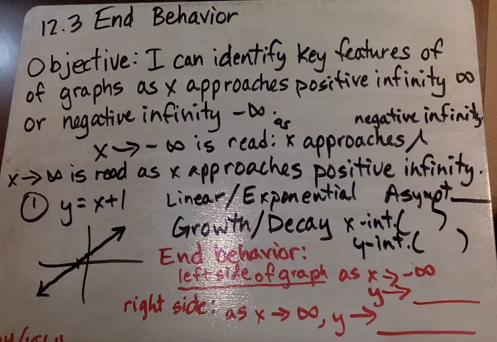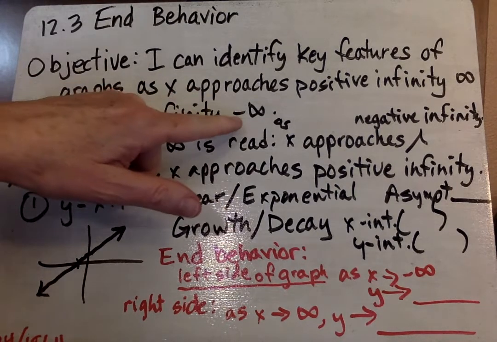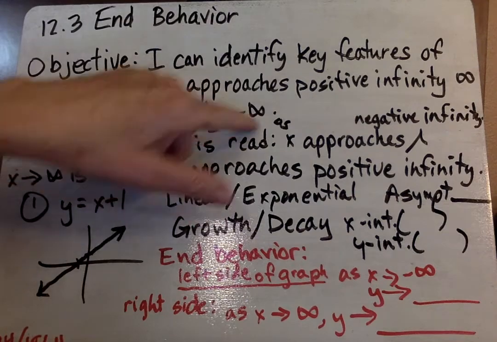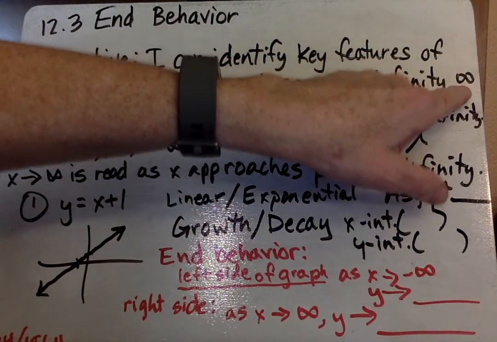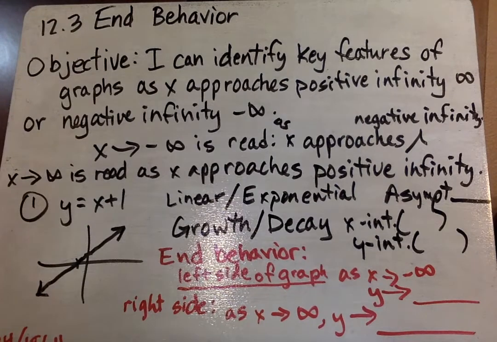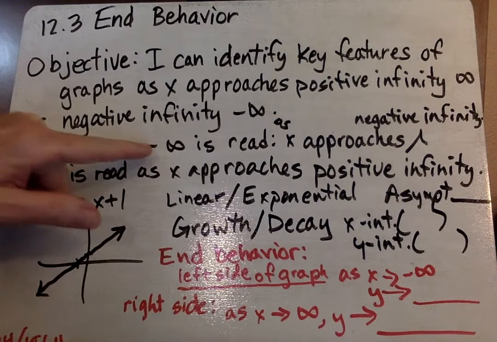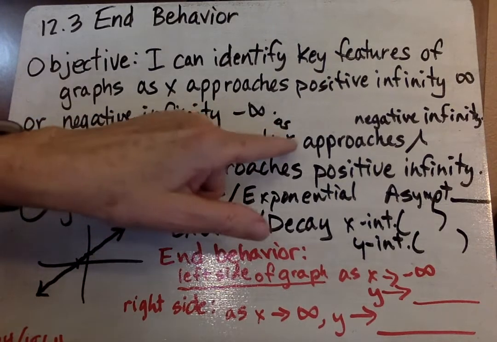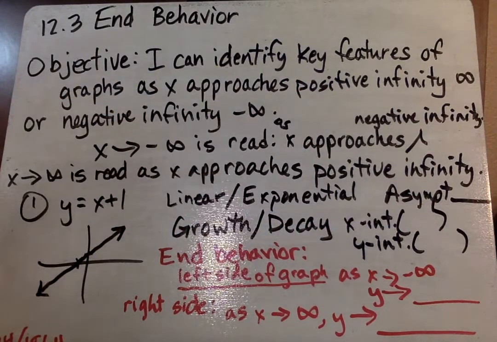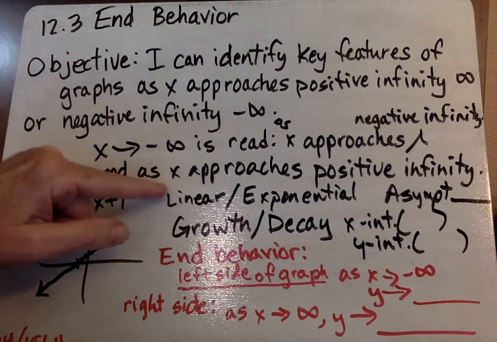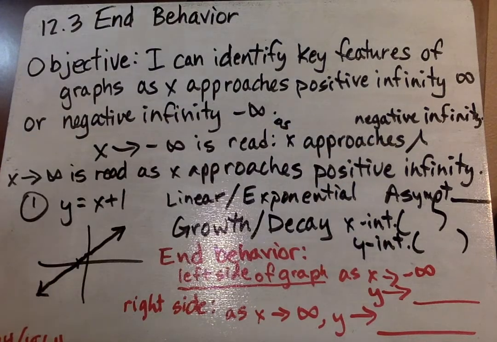So our objective today is I can identify key features of graphs as x approaches positive infinity or negative infinity. And again, negative infinity is written with a negative sign and a sideways 8, and positive infinity is just the sideways 8. When you see x and the arrow and negative infinity, it is read as x approaches negative infinity. If you see x and then a sideways 8, it is read as x approaches positive infinity.